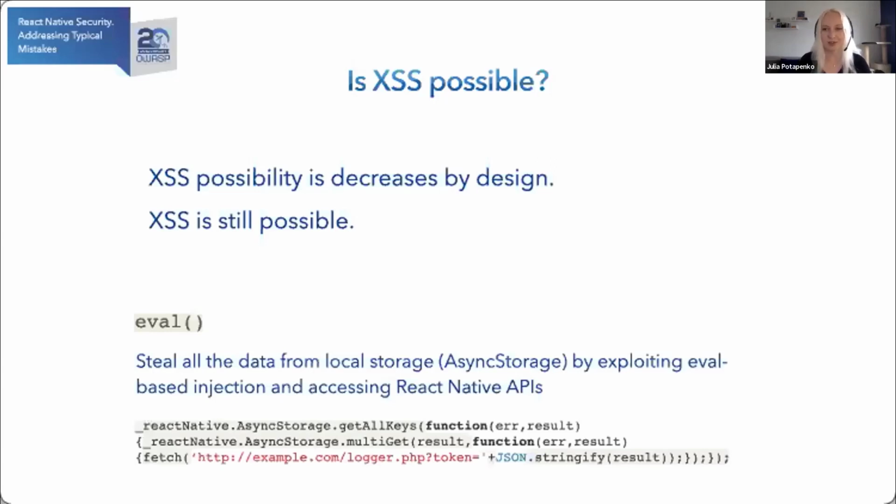It's a very trivial example, but there is still this eval function. And here is an example: if you use async storage, another library for storing data in mobile applications, you can pass these lines to the eval function, and these lines will take all the data from async storage and send it to this address. So yeah, that is possible.